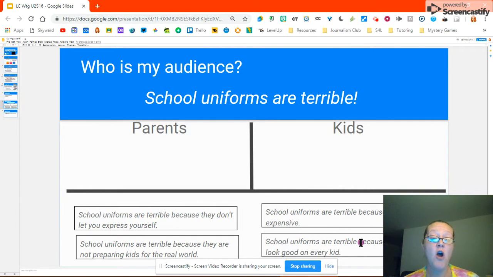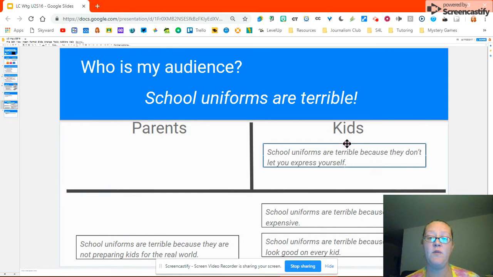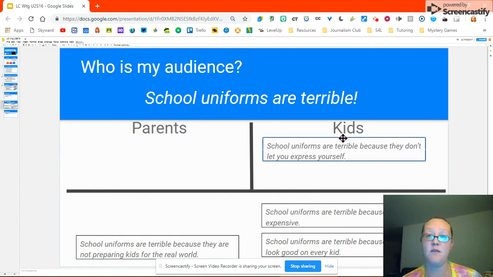Okay, so hopefully when you looked at this reason here, that the uniforms don't let you express yourself, hopefully you said that would be best used in an essay for kids. The kids are the ones that want to express themselves, so that would be a better reason there. Of course, there are parents that want kids to express themselves, but really that would be a better reason for an audience of children.